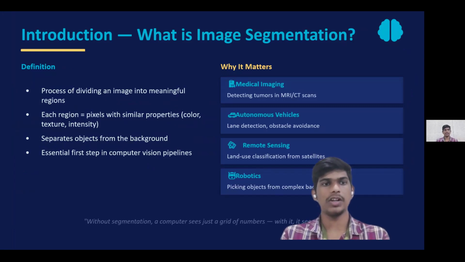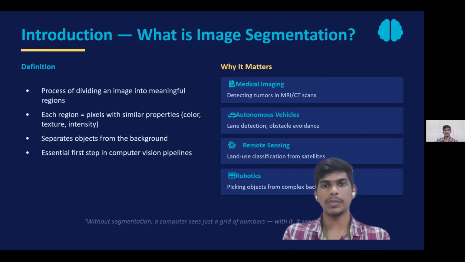Segmentation is the process of dividing an image into multiple regions, boundaries, or backgrounds so that they are meaningful, and each region consists of pixels with similar properties. The properties can be color, texture, or intensity, and it separates the objects from the background. Essentially, it is the first step in computer vision pipelines.